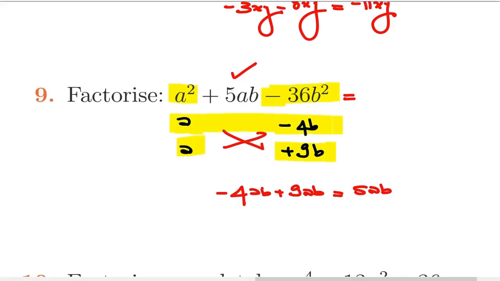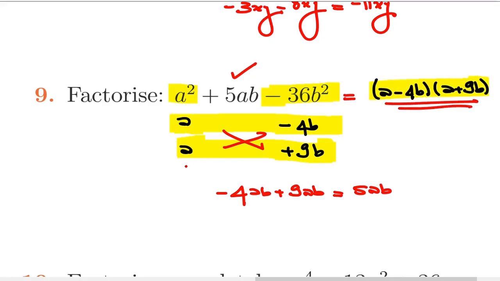So we take it horizontally. a minus 4b and a plus 9b. It's very important that we take it horizontally. Just a heads up, we check diagonally, but when writing our factors, we take them horizontally. Because if the coefficient of a here is something different, if we don't take it horizontally, we'll make a mistake.